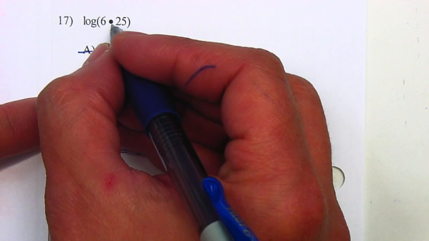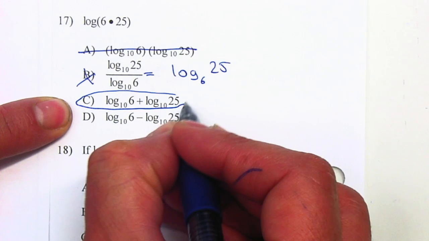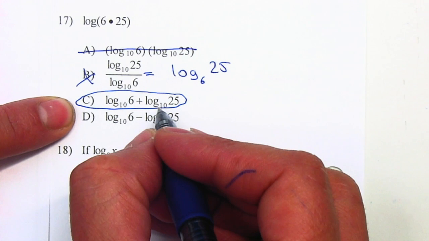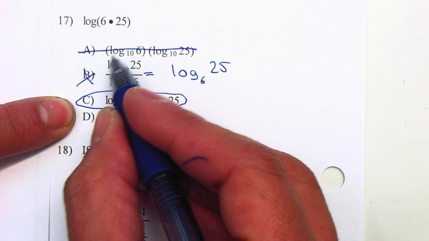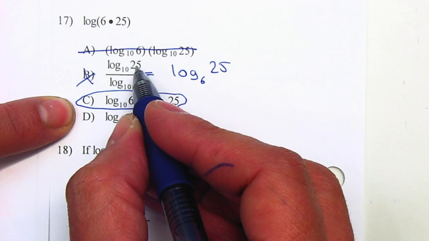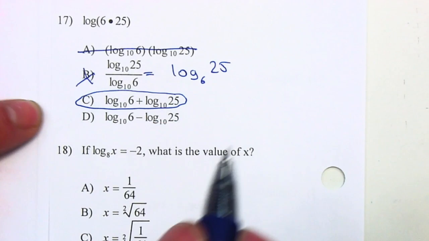If there's multiplication, it should be an addition in between. So that should be an easy question. Some of you guys have difficulty understanding your change of base formula. So concentrate on that as well.